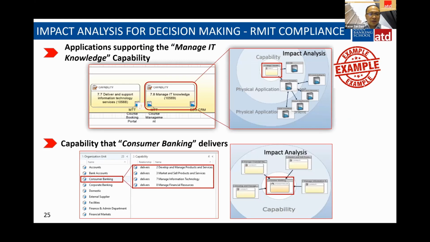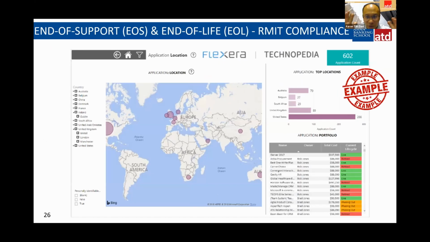And of course, in the context of consumer banking, what do they actually do? What sort of capability do they deliver? We should be able to query that from our architecture. Likewise, end of support and end of life is something very, very critical. I think most of the Malaysian banks also go regional, and we need to know the entire inventory stock of your IT assets.